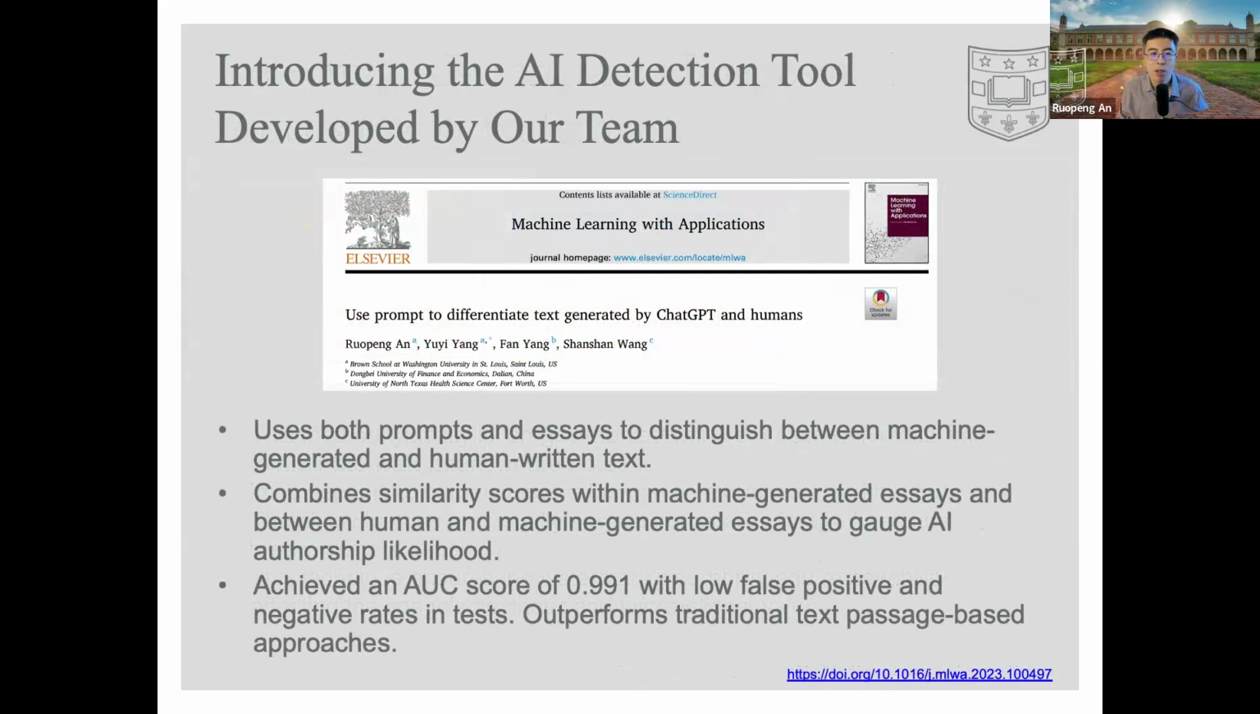So now our team also developed our own AI detection tools, which use a different algorithm. Previous tools used mainly either some kind of statistical properties of a text or training AI language models to detect the AI generated text. But we use a different approach.